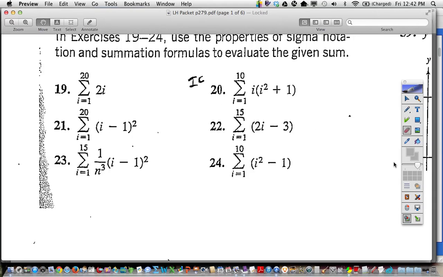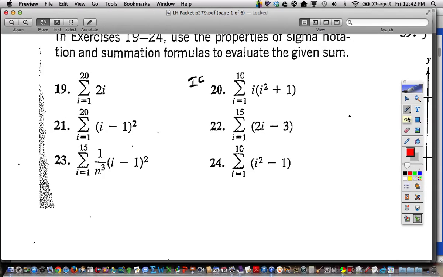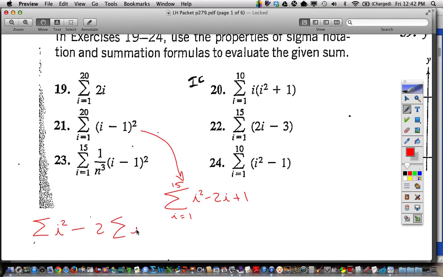So on 21, what we would want to do, and we did one like this yesterday, right? We did get to this. Okay, so on 21, what we would do is we would first FOIL this out. We get i squared minus 2i plus 1. And the i goes from 1 to 15. Okay, then we would split that into 3 sigmas. So that would be sigma i squared minus, then we'd pull the 2 out in front. That would be sigma i, and then plus sigma 1. Now, each one of these sigmas would be from 1 to 15, right?